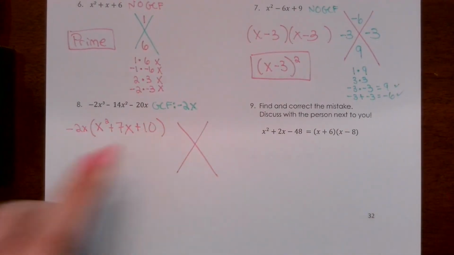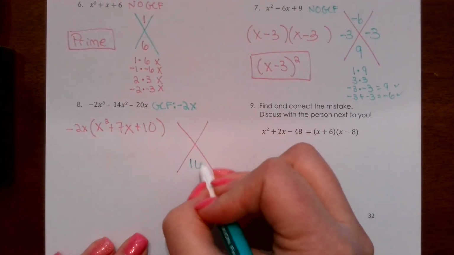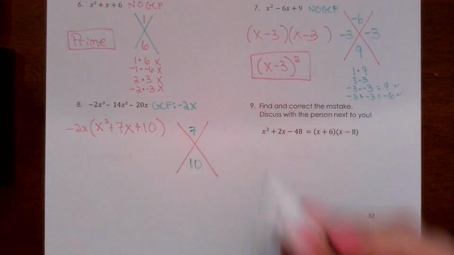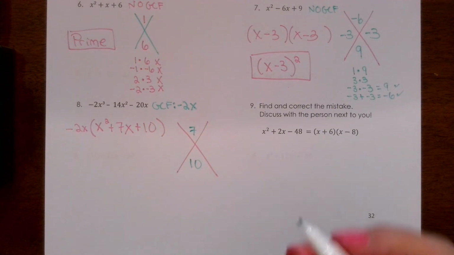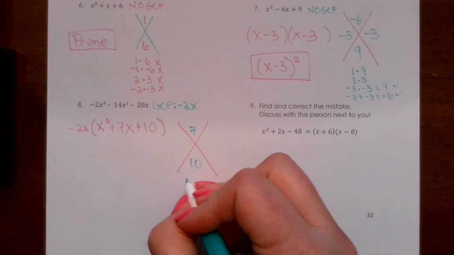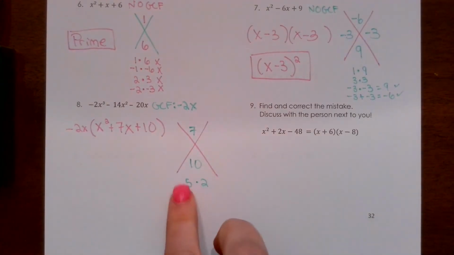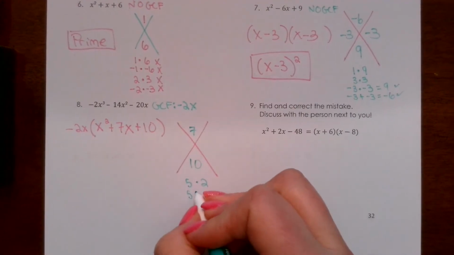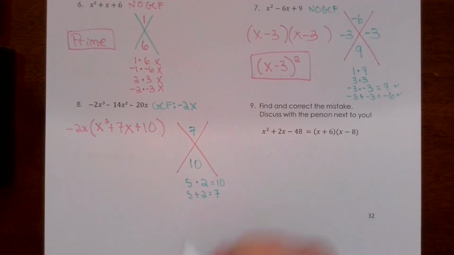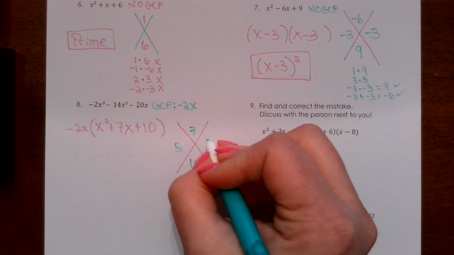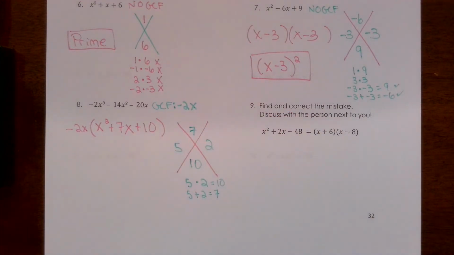I have 1 times 10, and I have a 7. I need to think of my factors of 10. Well, honestly, let's just go 5 times 2. Does 5 plus 2 equal 7? It does, and 5 times 2 equals 10. So my numbers are 5 and 2.